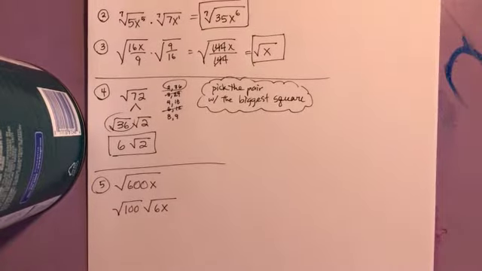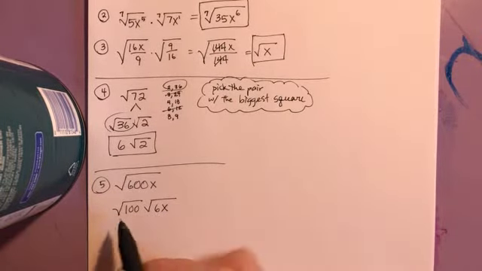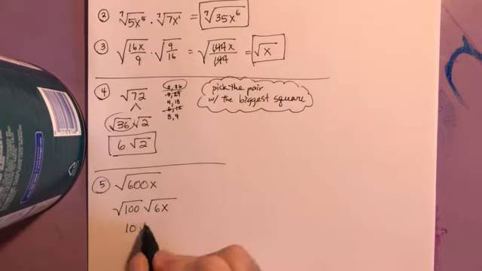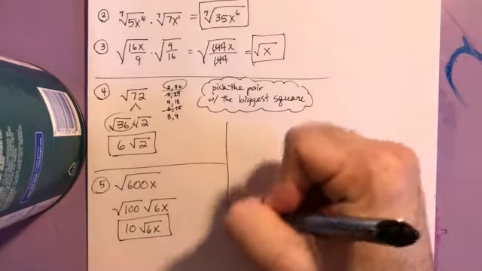Okay, sorry. So we have square root of 100 and square root of 6x. 6 doesn't break down. This one does. It becomes 10, and this stays 6x. Cool.